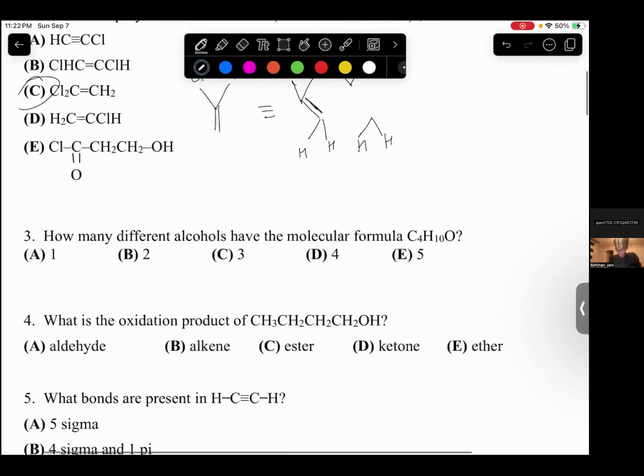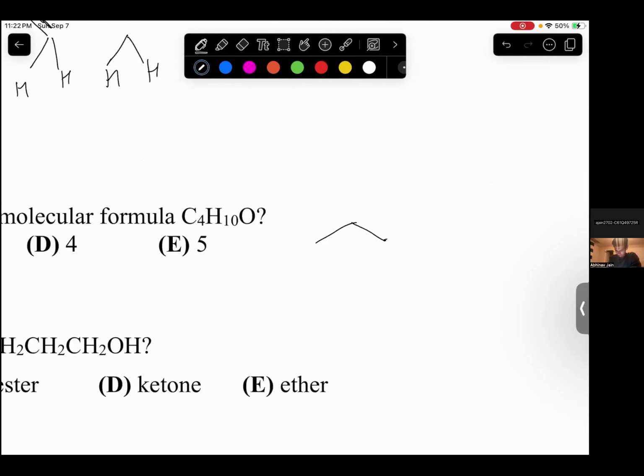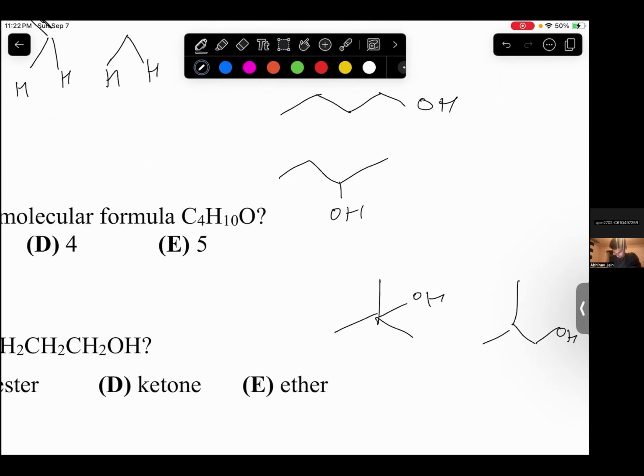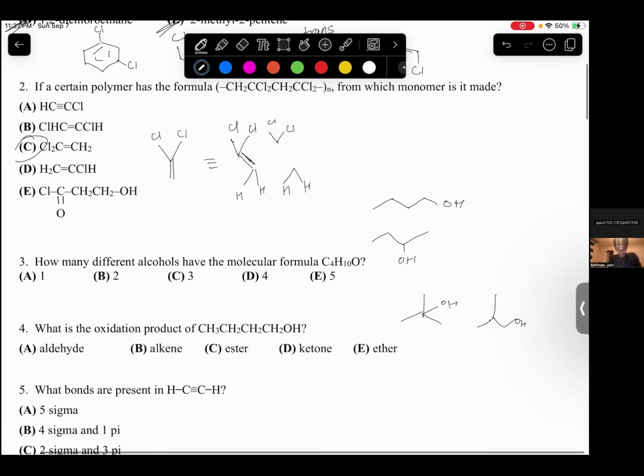Three, how many different alcohols have the molecular formula C4H10O? So drawing out the alcohols, this is a possible alcohol, 1-butanol. Then we can also have 2-butanol. Then if we have a 3-carbon parent chain, we can have an alcohol like this, a tertiary alcohol. Then we can have an alcohol like this. So there's 4 possible alcohols, so the answer is D.